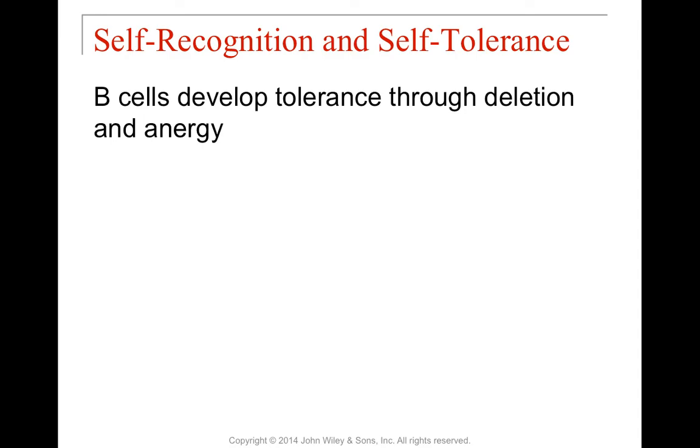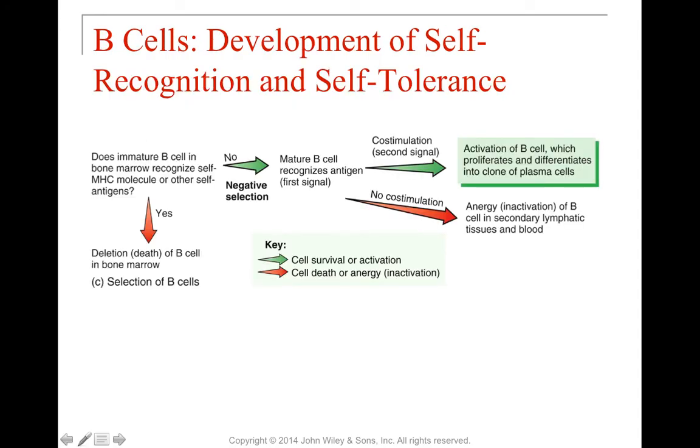Now, B cells also develop tolerance, and again, they're going to do that through deletion and anergy. So here's the pathway that B cells are going to undergo. Does the immature B cell recognize self-MHC molecules or other self-antigens? If the answer is yes, then we're going to have a deletion or death of that B cell in the bone marrow. If the answer is no, so again, this is negative selection, we do not want it to recognize self-MHC or other self-antigens, right? It's going to be a negative selection.